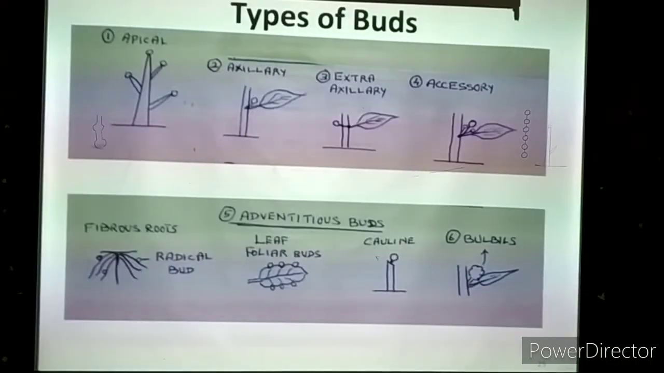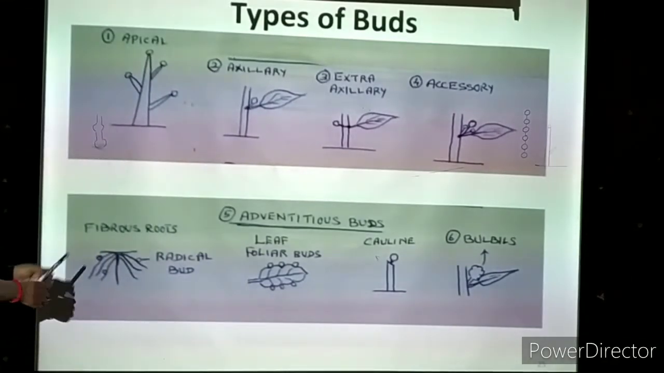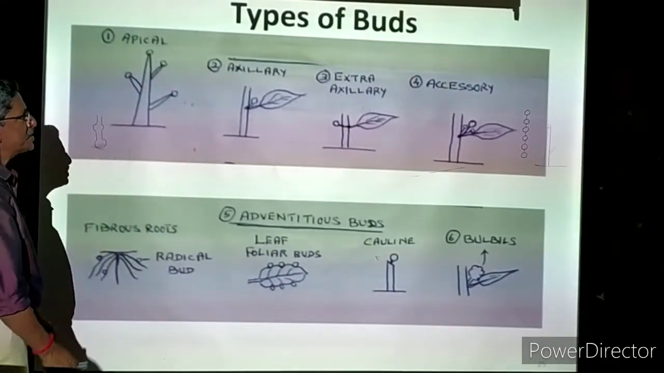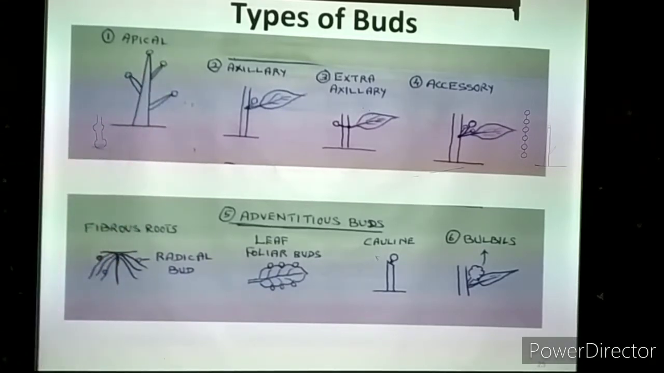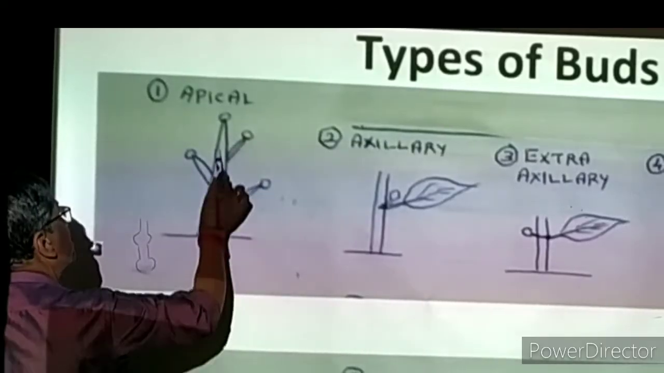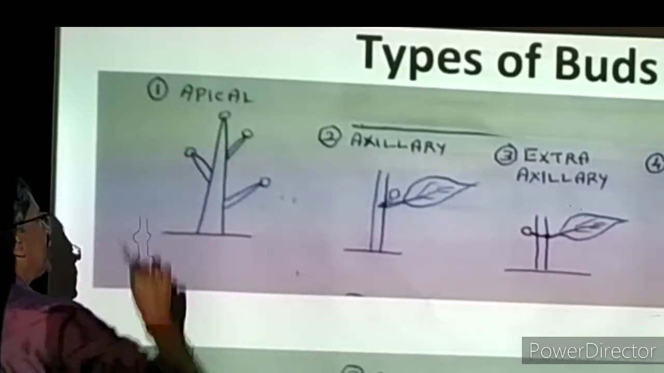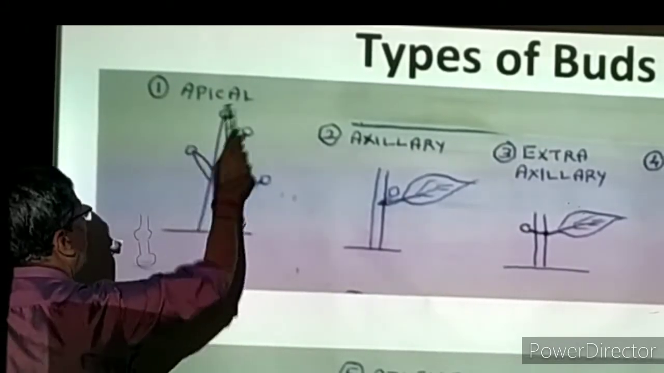Now we are coming again to the types of buds which are present here. This is a simple diagrammatic representation for this. First one, apical. Apical means tip. Now this is the bud which is present here. Now this is the main stem. At the tip of the main stem, one bud is present. The terminal bud is also called the apical bud.